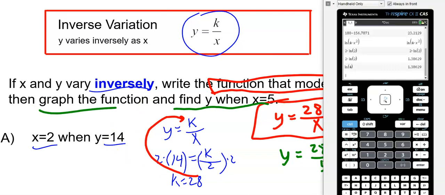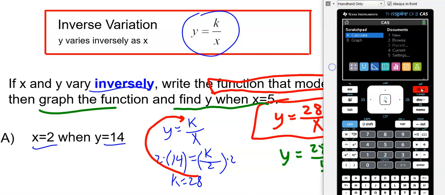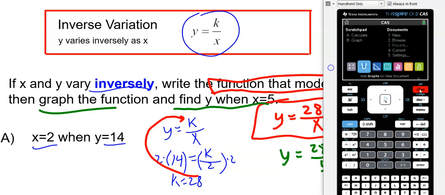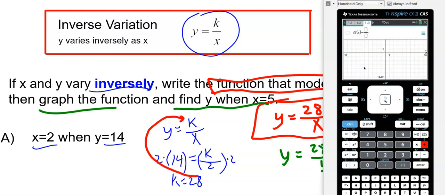So if you were to graph the function, again, the function is y equals 28 over x. So if you go to graph, and you type in 28 over x, it should have a look of, whoops, sorry, I don't think I typed in the right thing. Okay, so it should be a fraction, 28 divided by x, not 28x. And there it is. You can probably see, it has this look in the first quadrant. As that is inverse variation, that's what it's going to look like for sure here.